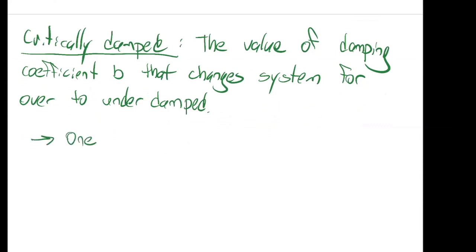And so this is the case where we have one repeated real root. Just to generalize things, we have underdamping when we have complex roots, like in the previous one. We have overdamping when we have real roots. And so critically damped is the case where we have that repeated real root.